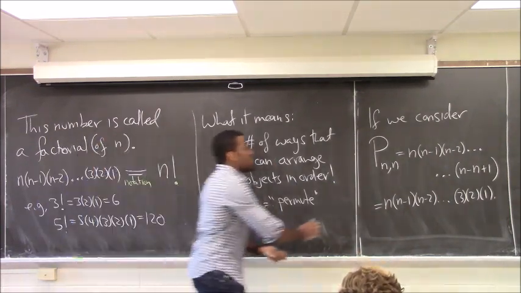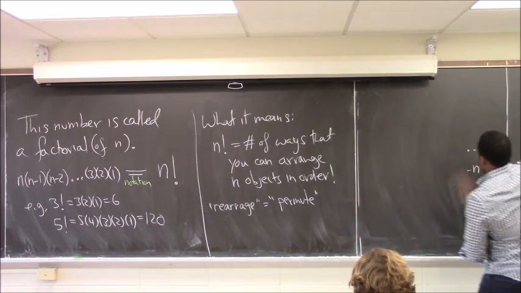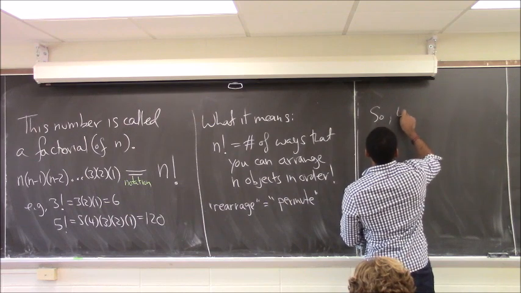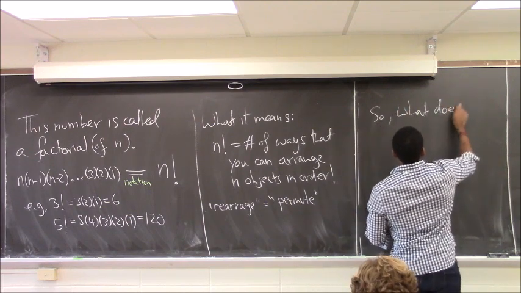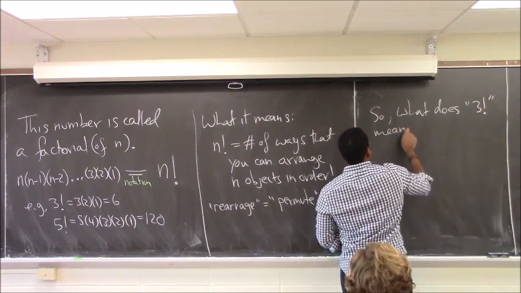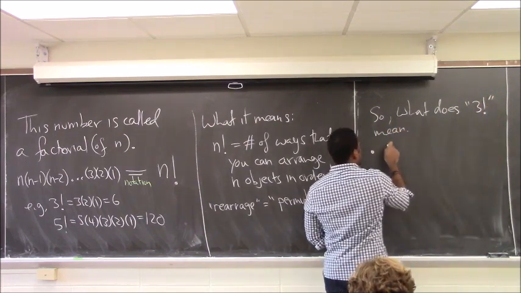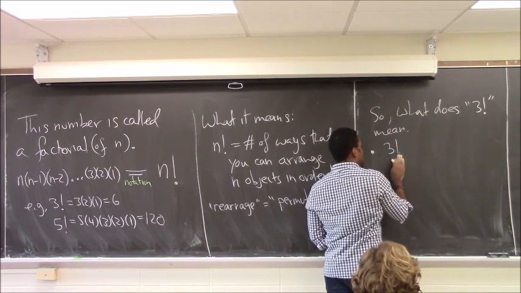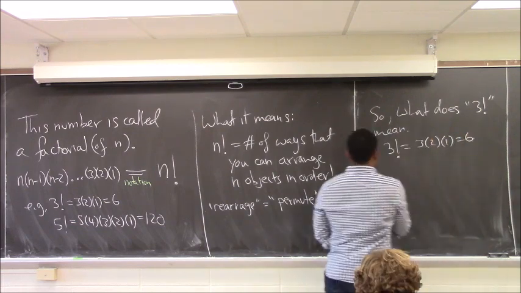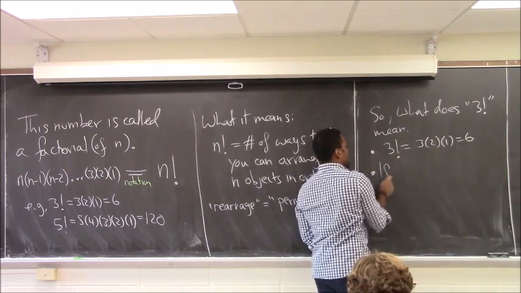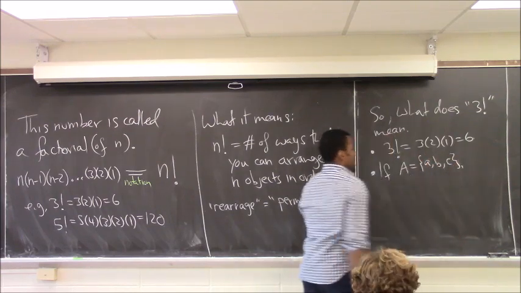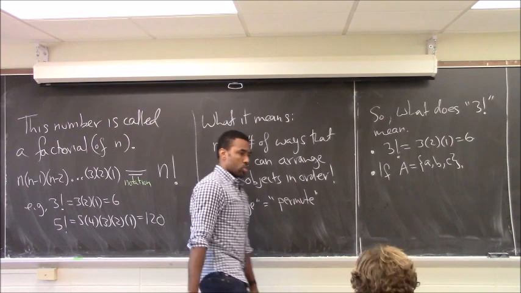So what does it mean when I say 3 factorial? Well, first it means that equation, 3 times 2 times 1, which is 6. But also, if I have a set with 3 things in it, I want to know how many ways I can arrange those 3 things.